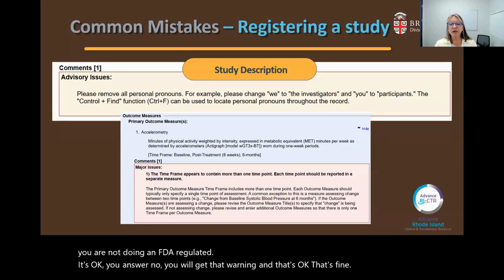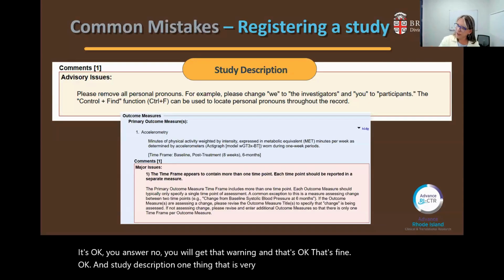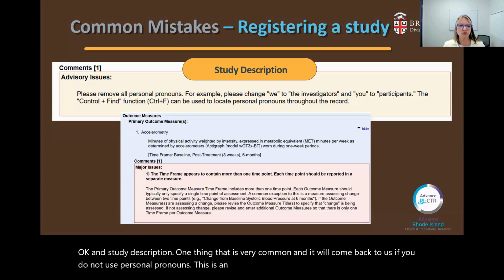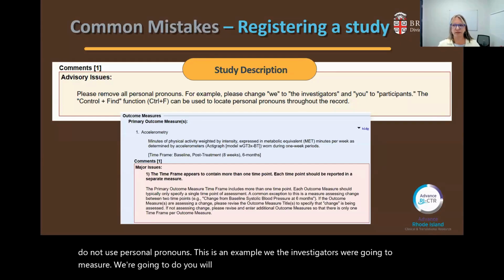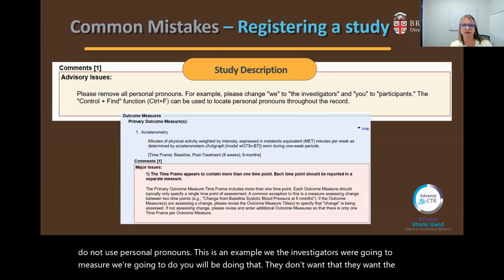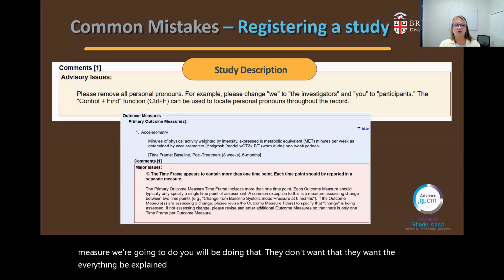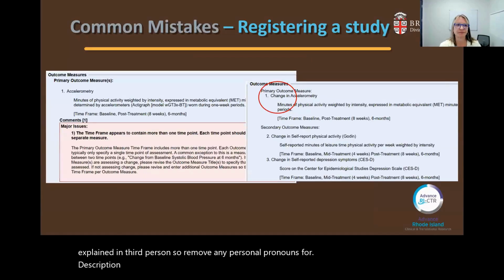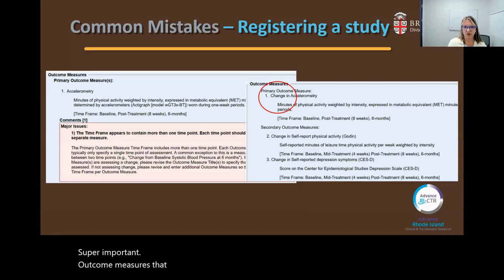Okay, and study description. One thing that is very common, and it will come back to us, is if you use personal pronouns. This is an example: we, the investigators, we're going to measure, we're going to do, you will be doing that. They don't want that. They want everything explained in third person. So remove any personal pronouns from the description of your study. Super important.